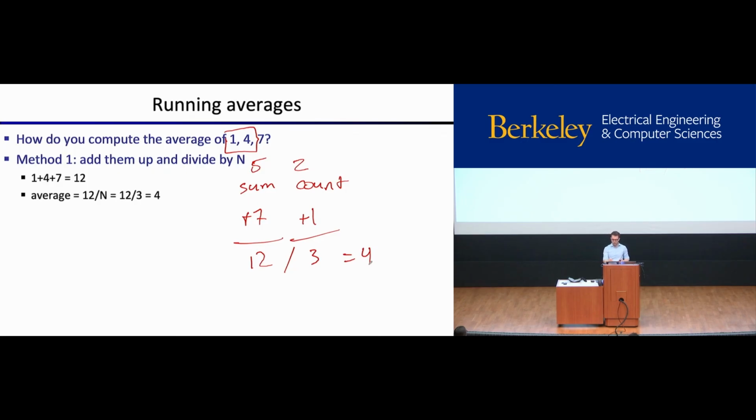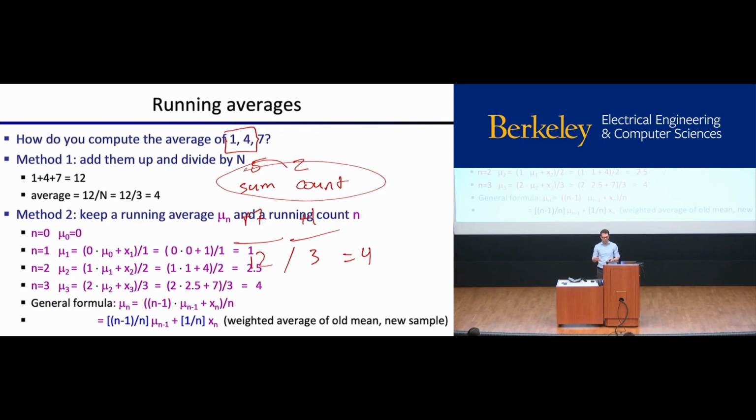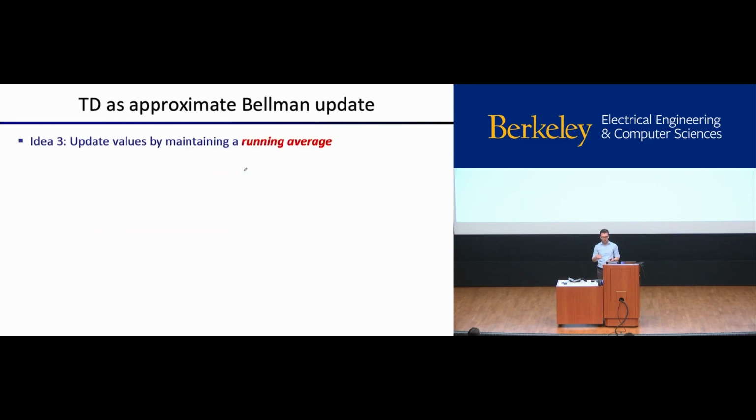So as long as we keep track of a sum and a count, or another way to do it is we can keep track of an average and a count. There's two ways you can do this. You can keep a running average. And so this idea of a running average, we'll come back to next time. That will be the third idea that's going to make TD work really well for us. So we'll come back to that next time.